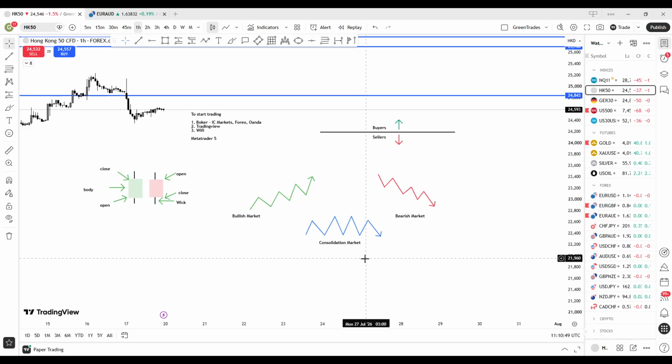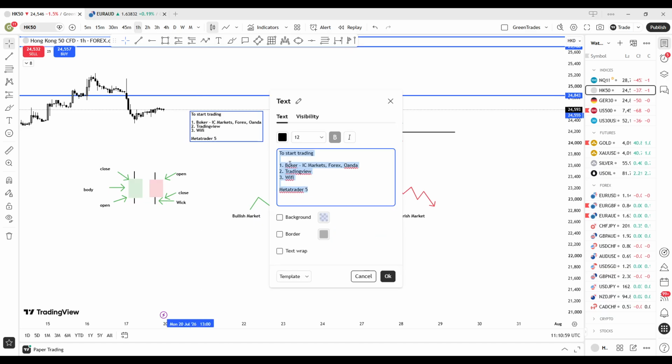So we spoke about if you want to get into trading, the things that you need to get into trading. I said you need a broker. Why did I spell it like that? That's crazy.